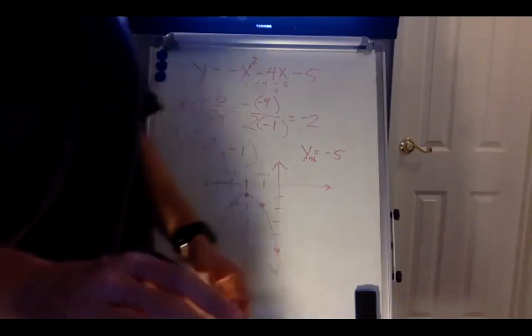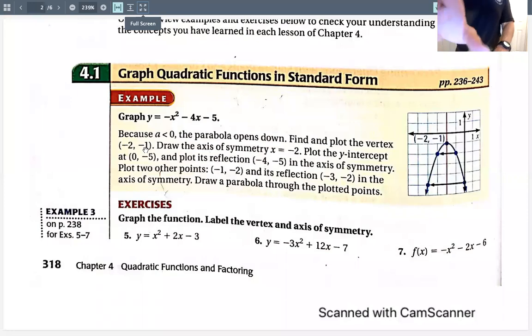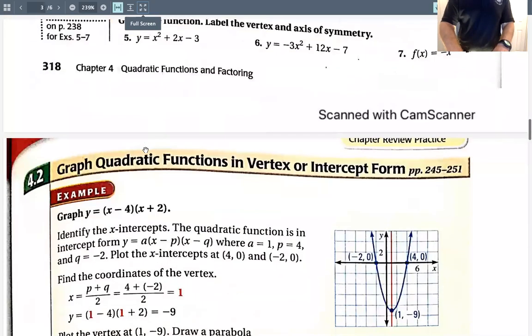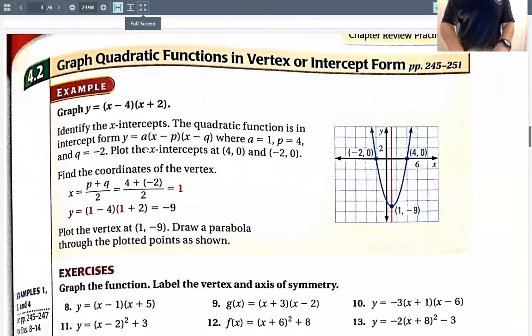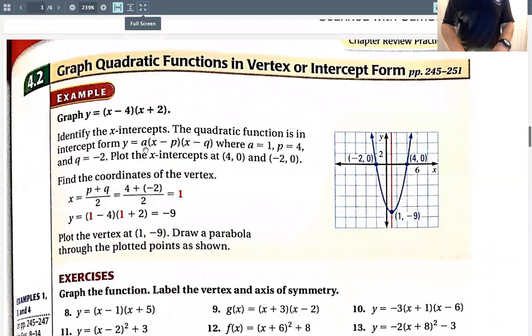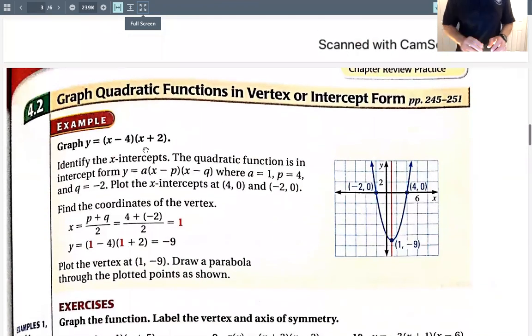Okay. Moving on to example 2. We're running way low on time, so we're going to move on. Okay, 4.2. Graphing when it's in this form. What form is that? Intercept form.